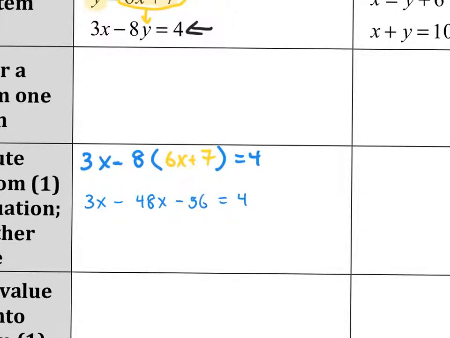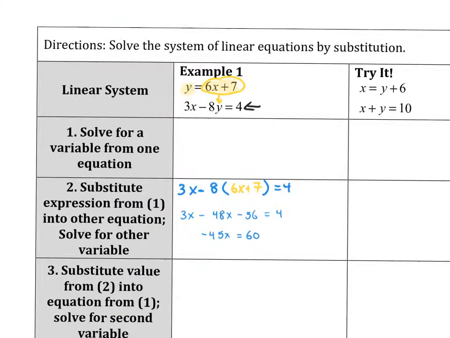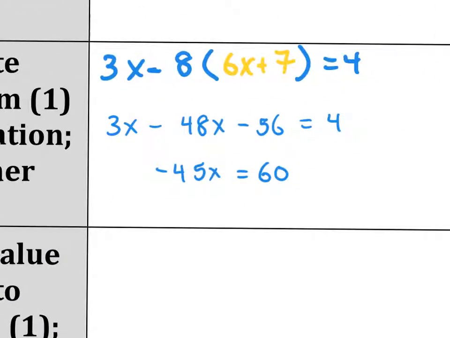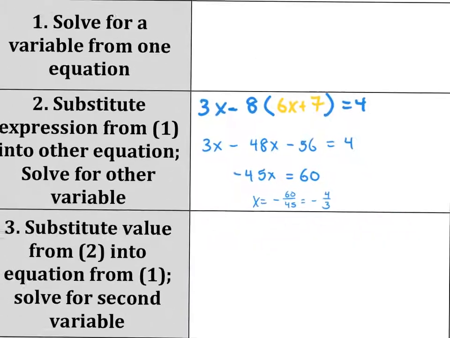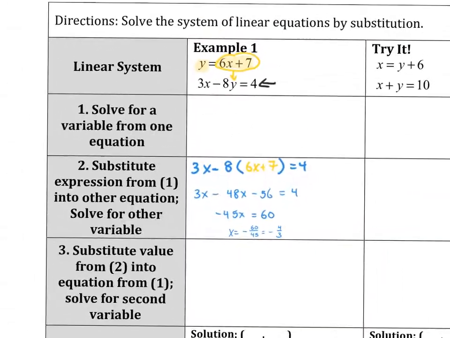Now I'm going to do a couple things. I'm going to combine like terms here, so I get negative 45x. And then I'm going to add 56 to both sides to get 60. Now let's continue. Divide both sides by negative 45. And we get x equals negative 60 over 45, and that reduces to negative 4/3. I don't really like that answer, but it's an answer.